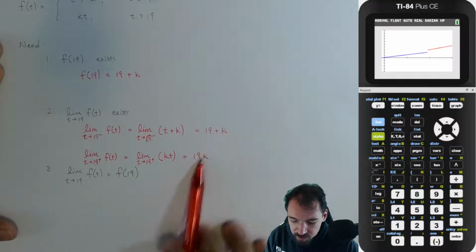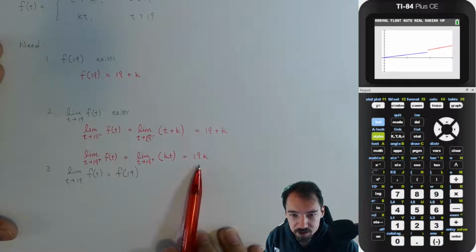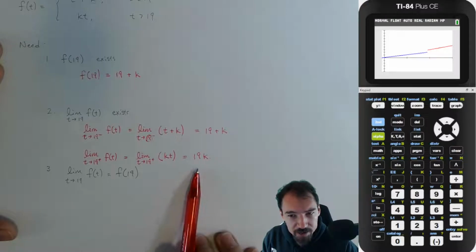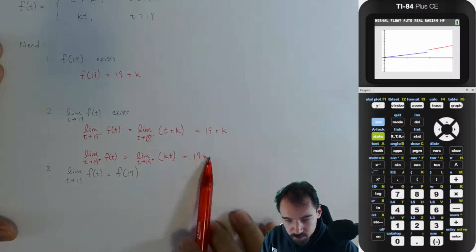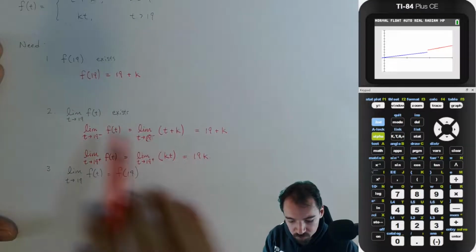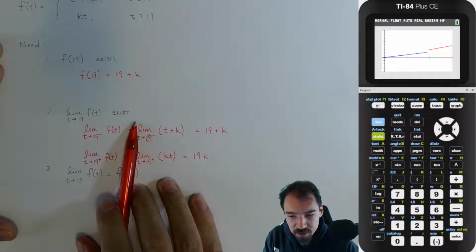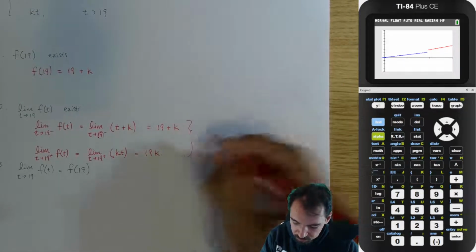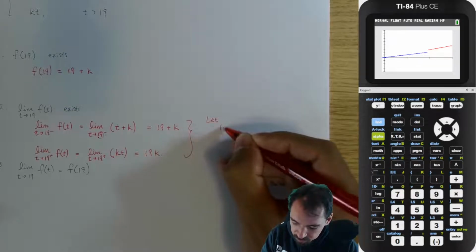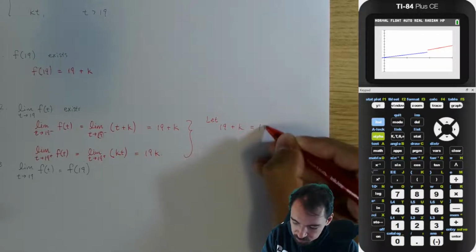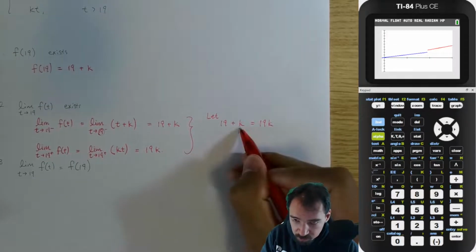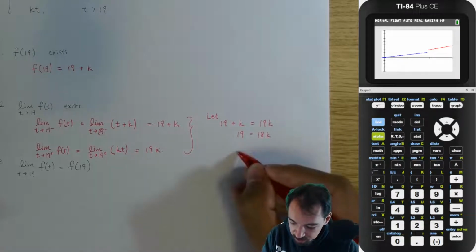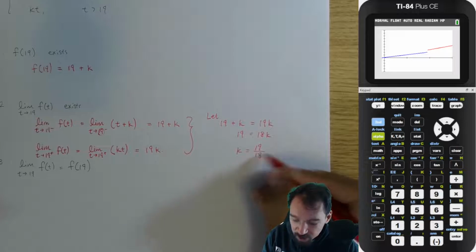Now here's the deal. These two are supposed to match, but I haven't actually proven that they match yet. In fact, that's what I need to force. I need to force these two things to match in order for this to exist. Oh, so that's really the whole point of this problem, right? So if I take this and go, let 19 plus k equal 19k, then I can do some algebra and say, okay, I subtract 1k over, that's 19 is equal to 18k, and I divide by 18, and I end up with k is equal to 19 over 18.